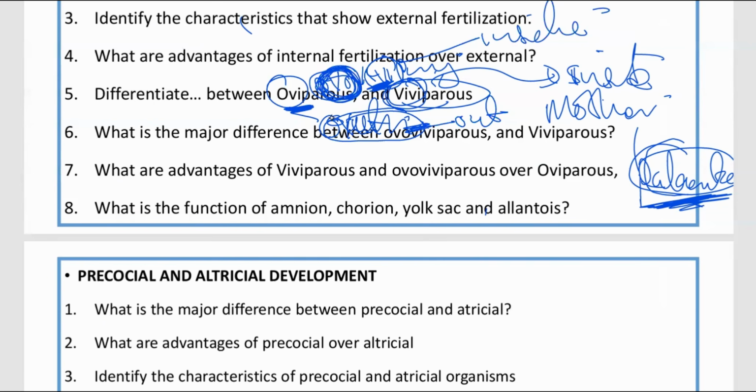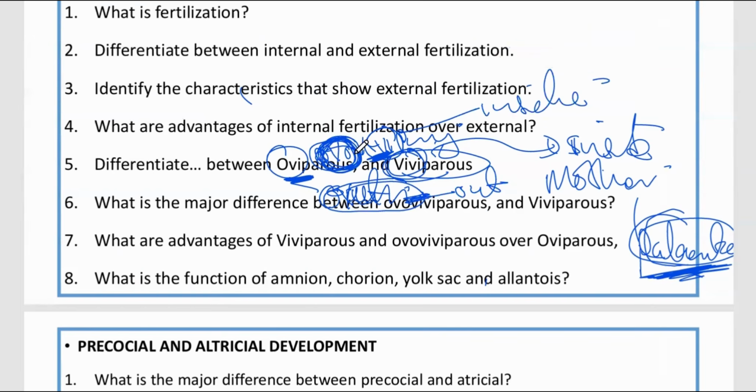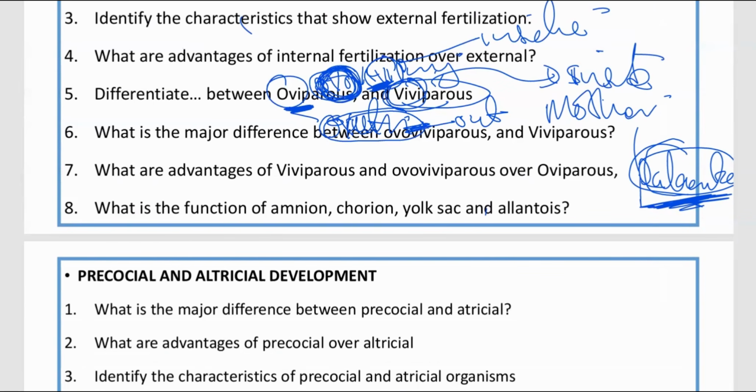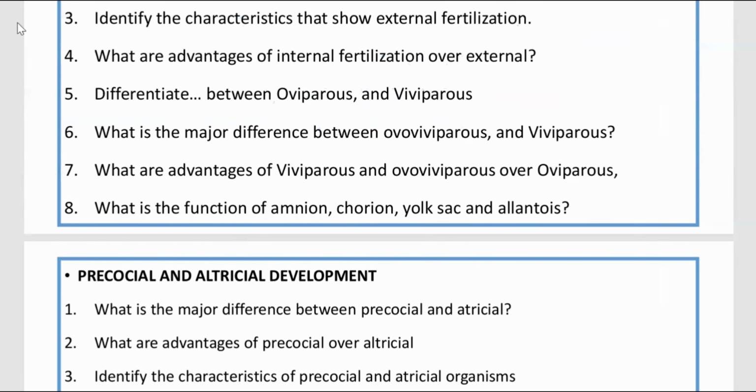So we should not waste too much time there. At least when they bring the diagram, you must differentiate between the two. Then we go to the next one, which is the advantages of viviparous and ovoviviparous over oviparous.